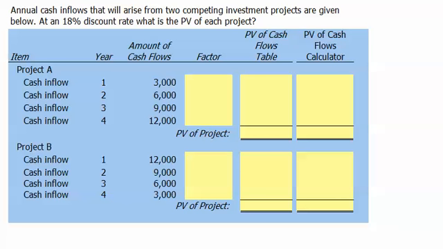Also notice that the cash flows in project A are increasing over time, 3,000, 6,000, 9,000, and 12,000, while project B has the same total cash flows, but the cash flows are decreasing over time. We will find that project B has the higher present value because its larger cash flows occur sooner. Let's go ahead and calculate the present value of project A.